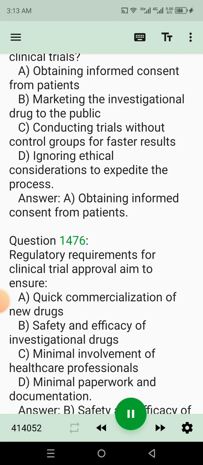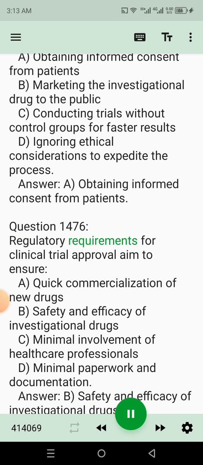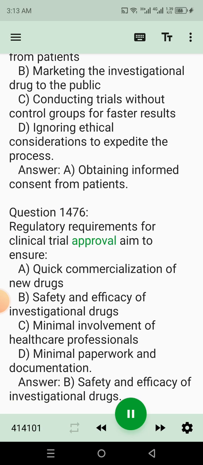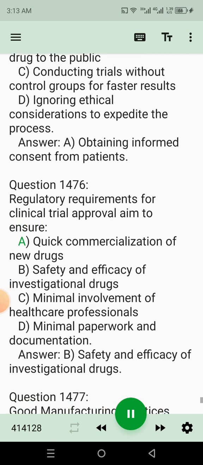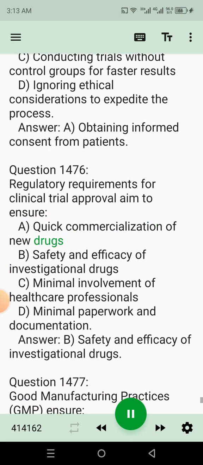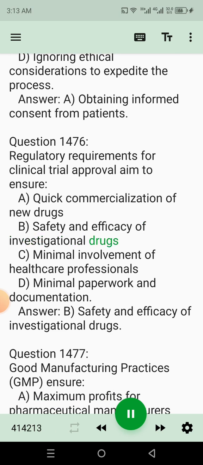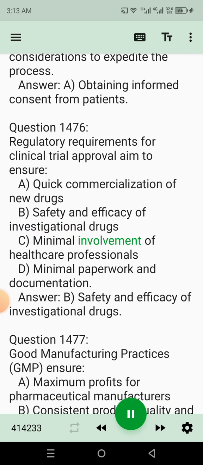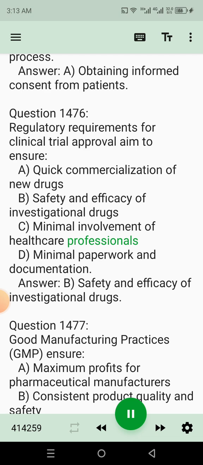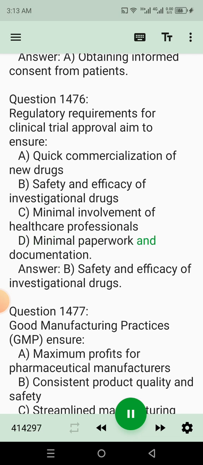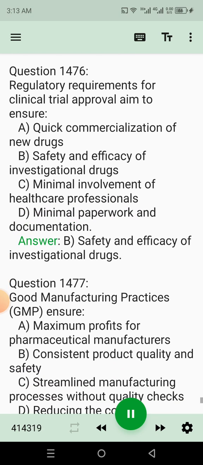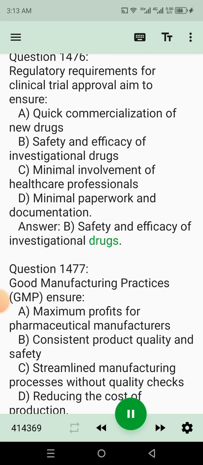Question 1476. Regulatory requirements for clinical trial approval aim to ensure: A. Quick commercialization of new drugs. B. Safety and efficacy of investigational drugs. C. Minimal involvement of healthcare professionals. D. Minimal paperwork and documentation. Answer. B. Safety and efficacy of investigational drugs.